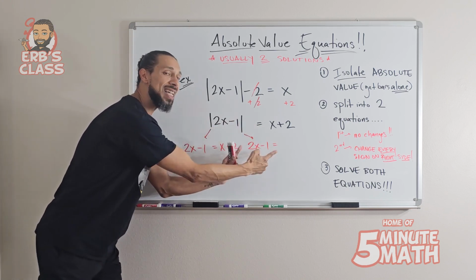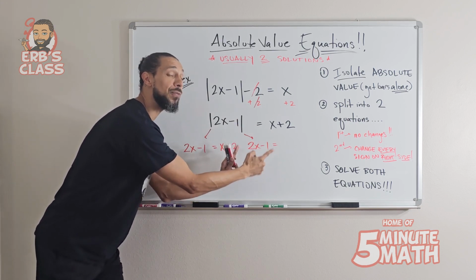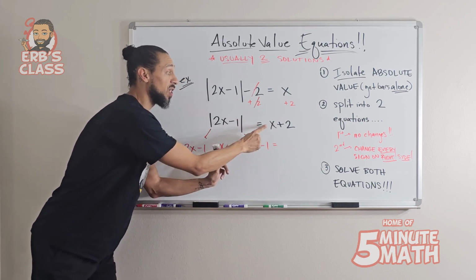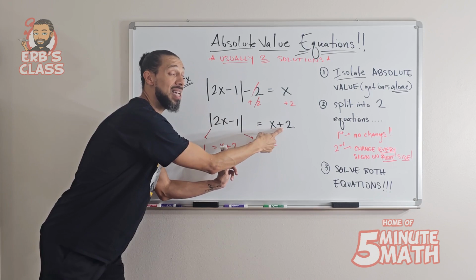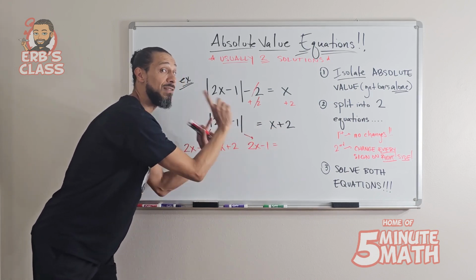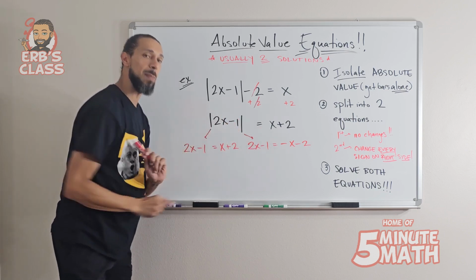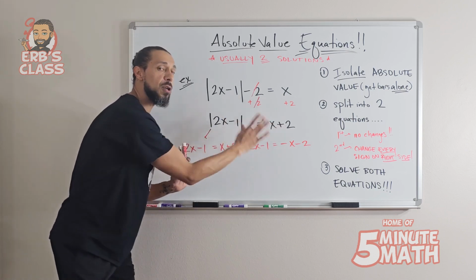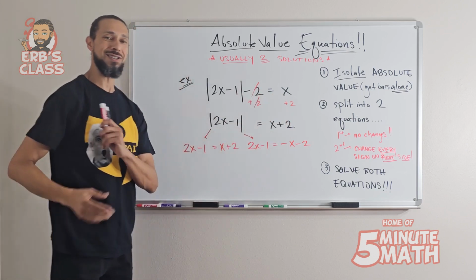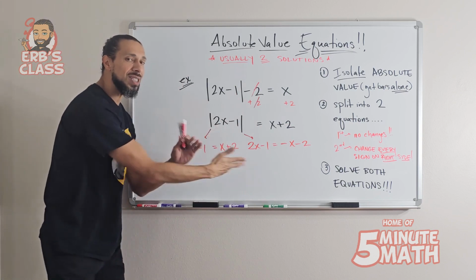Now my second equation, remember I change every sign on the right-hand side. This positive becomes negative, this positive becomes negative. Now, if they were negatives, I would change them to positive, but every sign on the right-hand side changes. And now I solve both of these equations.